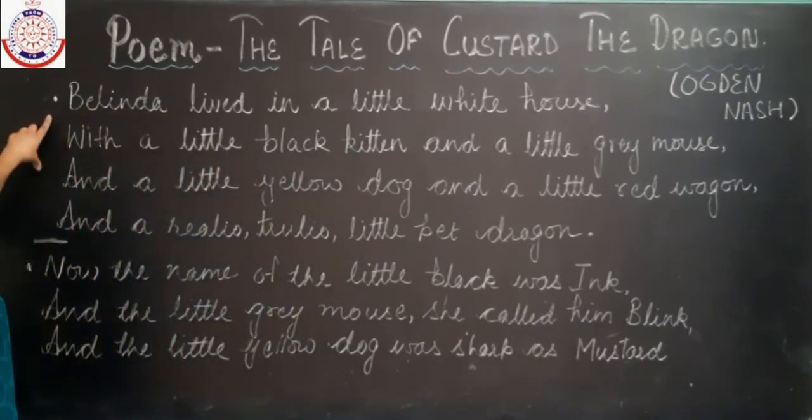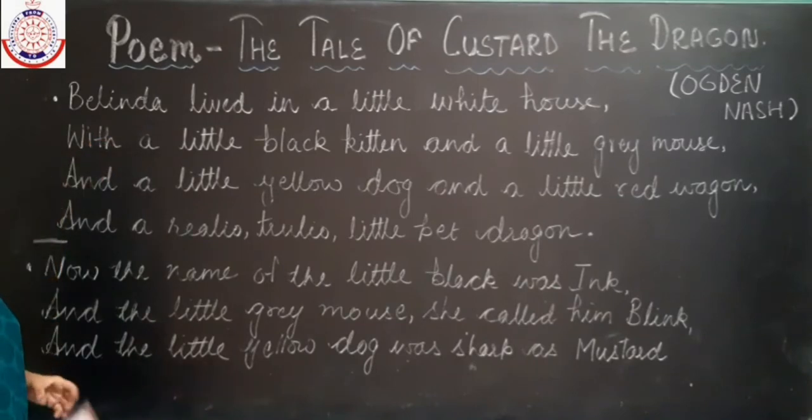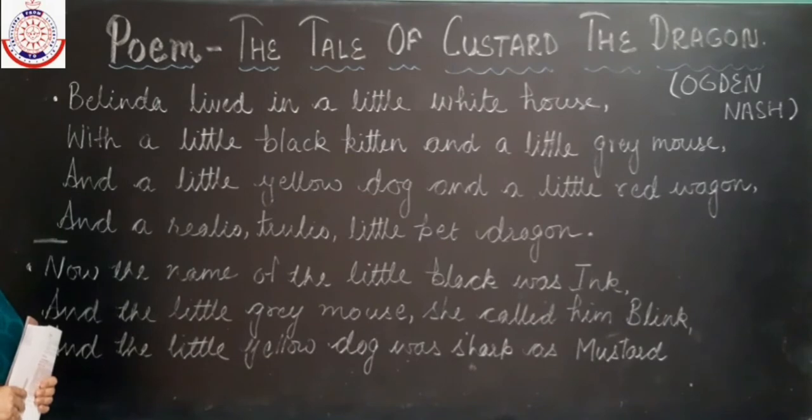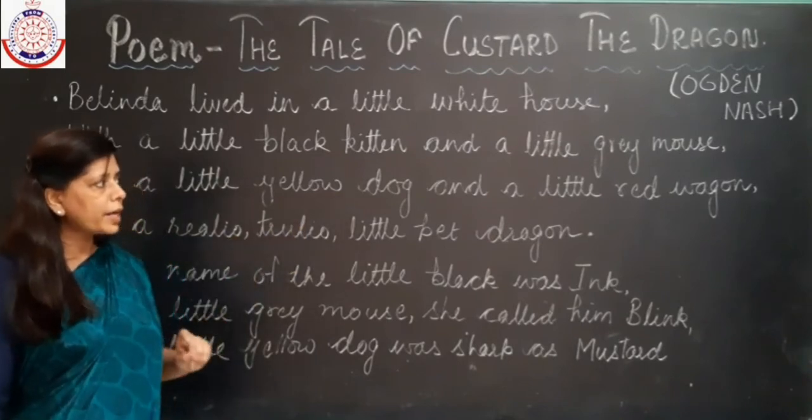The opening stanza introduces the character Belinda. She is the owner of a little white house. Belinda lived in a little white house with a little black kitten and a little grey mouse and a little yellow dog and a little red wagon.